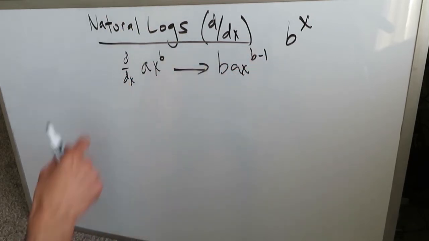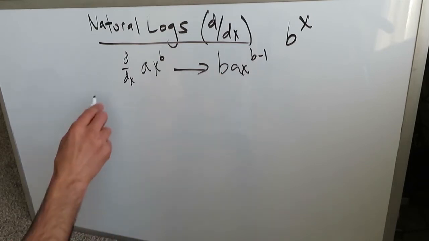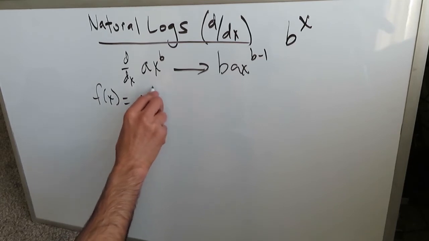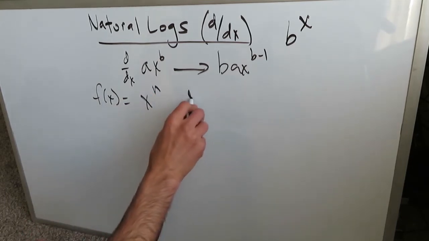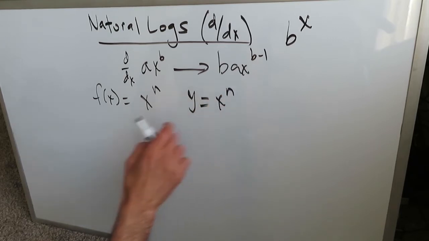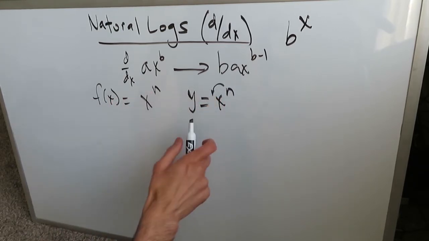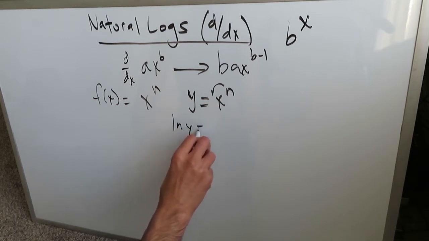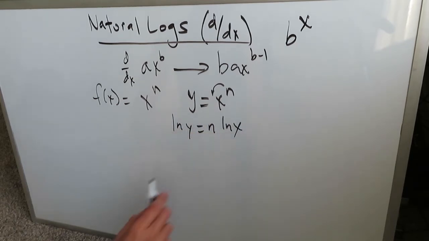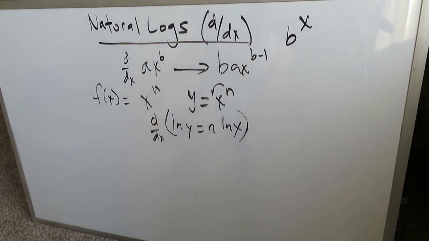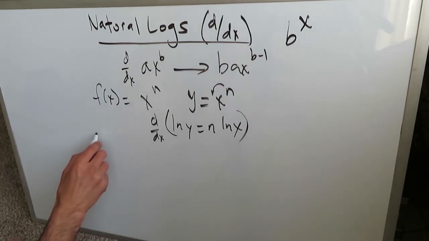The only reason I'm bringing this up here is because the derivation of this power rule requires natural logs. Suppose you have a function f of x equal to x to the power of n. Rewrite this as y equals x to the power of n, because f of x is y, and bring the n over using the properties of logs: natural log y is equal to n natural log x. Now use the technique of implicit differentiation, which is so commonly involved, and differentiate all of this. Look what happens.